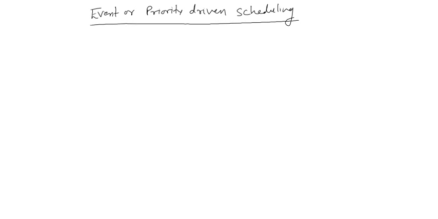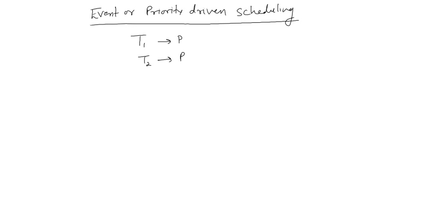So now we will start the second type of scheduling, that is event or priority driven scheduling. So what is event or priority driven? Priority driven means there is some priority associated with the task, right? Suppose you have a task T1, it has a certain priority, and T2 has a different priority. So priorities are assigned along with the tasks, right? So how to handle these tasks?